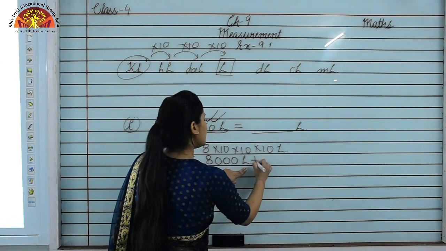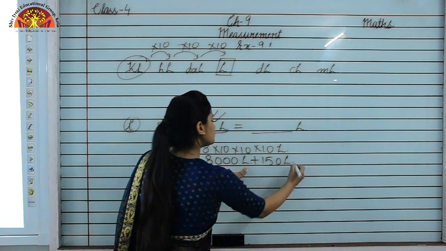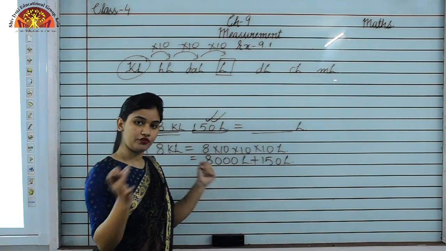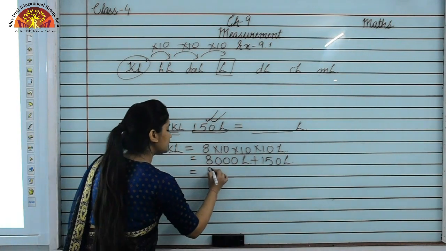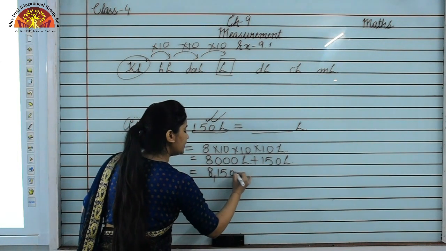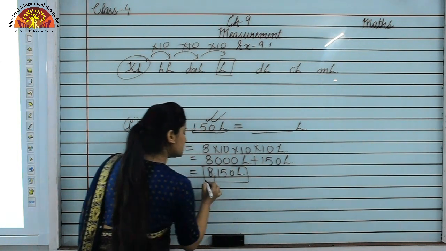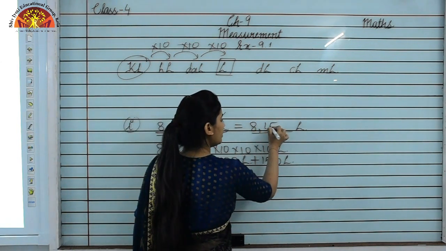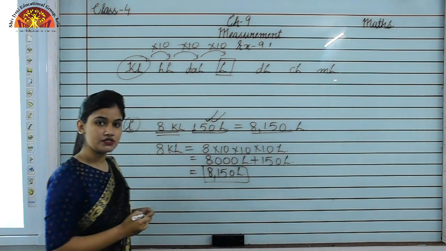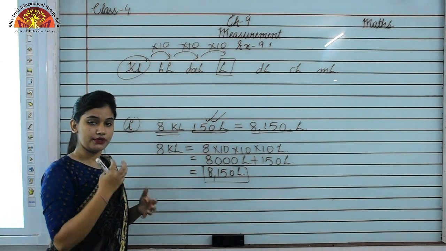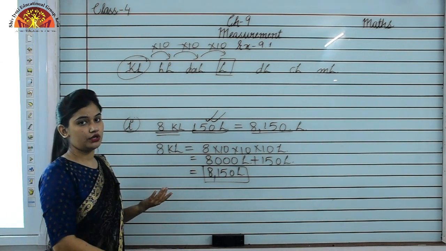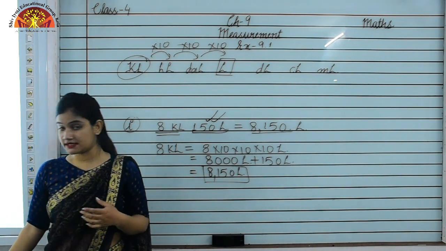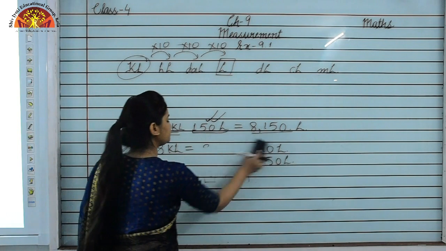And here we have 150 liter. So now 8000 liter and 150 liter we have to add them and we will get 8150 liter. So what is the answer? The answer is 8150 liter. Is it clear students? In this way you can convert bigger unit to smaller unit and smaller unit to bigger unit. Is it clear? Now we will see the next exercise, that is exercise 9.2.